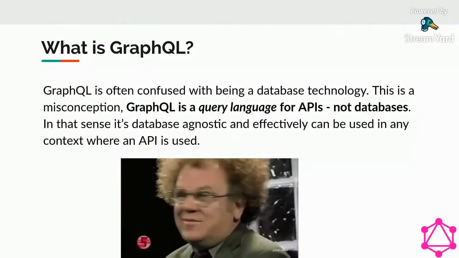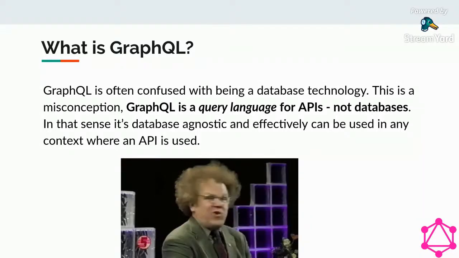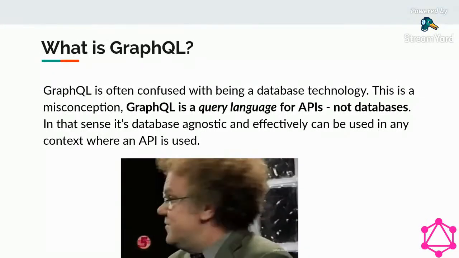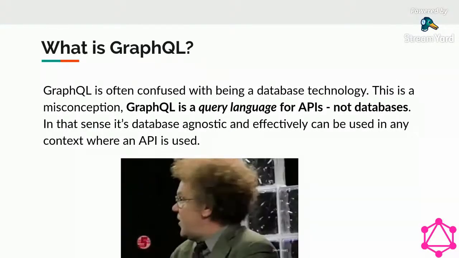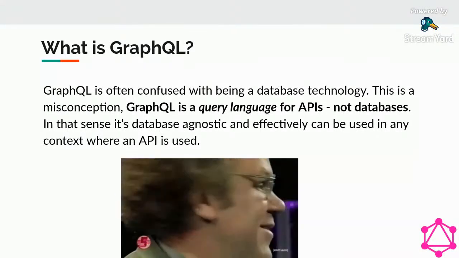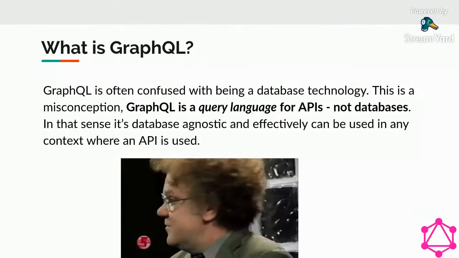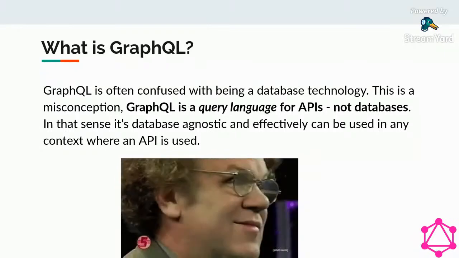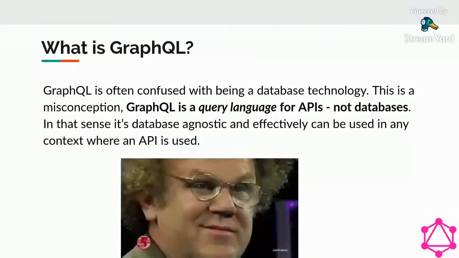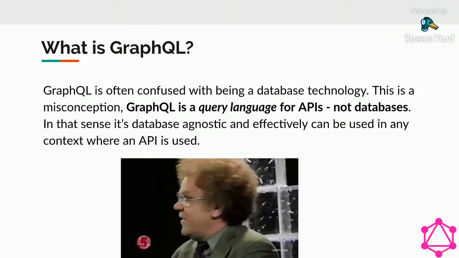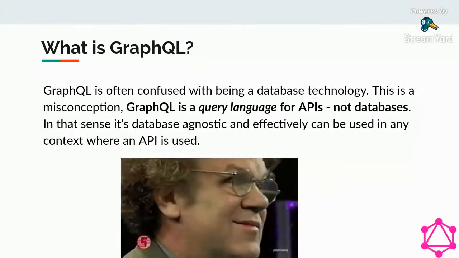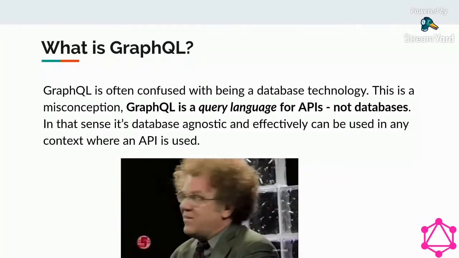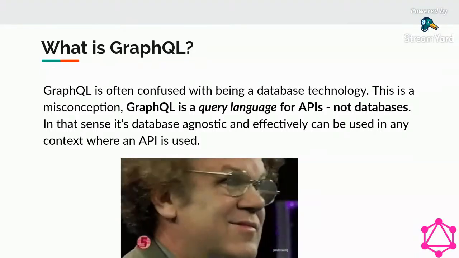Then what is GraphQL? GraphQL is often confused with being a database technology. This is a misconception. GraphQL is a query language for the API, not for the database. In that sense, it's database agnostic and can be used in any context where an API is used. So GraphQL has nothing to do with the database. It's not a database query language. We are not structuring our database schema according to GraphQL. We are just fetching from our API in the way we want with the help of GraphQL.